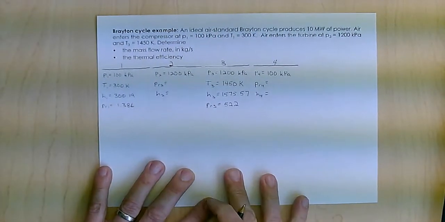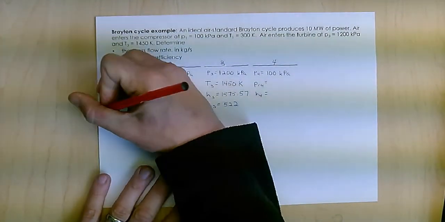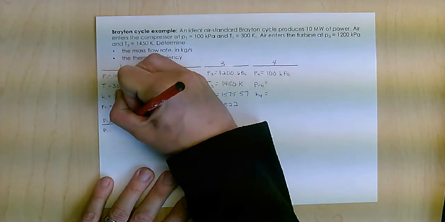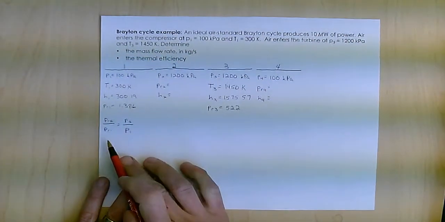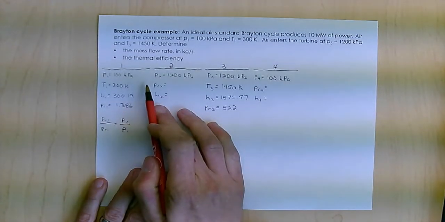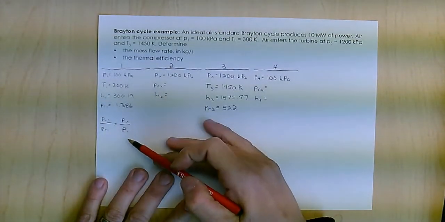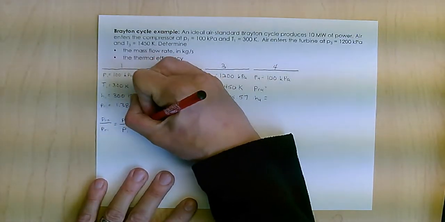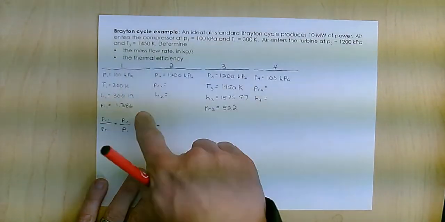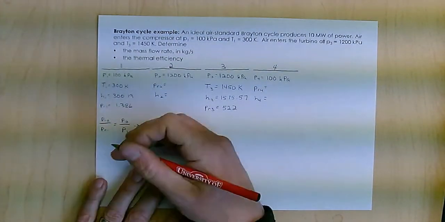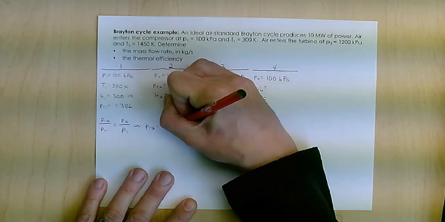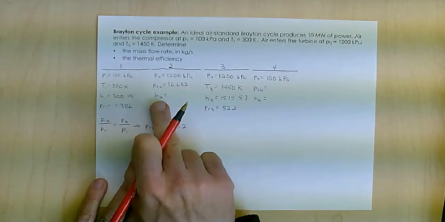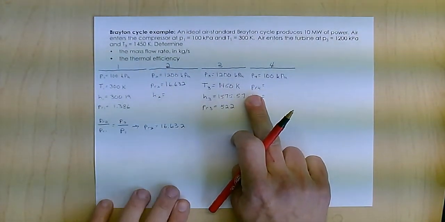Now I'm going to use the pressure ratios to figure this out, which is essentially PR2 over PR1 equals P2 over P1. Again, this is for the isentropic compressor, where the pressure ratio is 1200 over 100, and I know PR1, so from that I can calculate PR2. It's just going to be 12 times that, which gives me 16.632. That is what's going to set state 2. So I'll look that up in a second, but first I'm going to calculate PR4 so I can look that up at the same time.